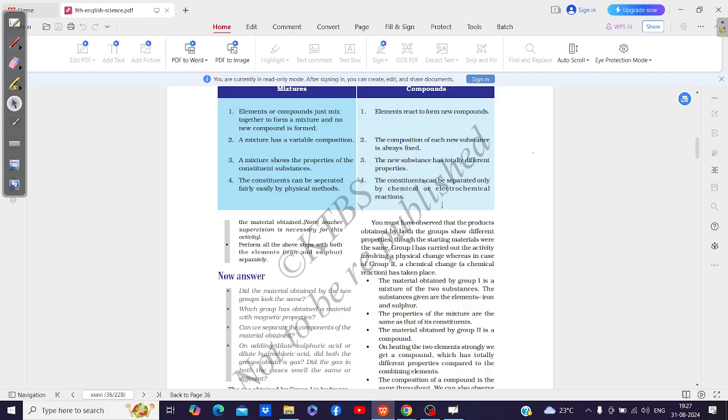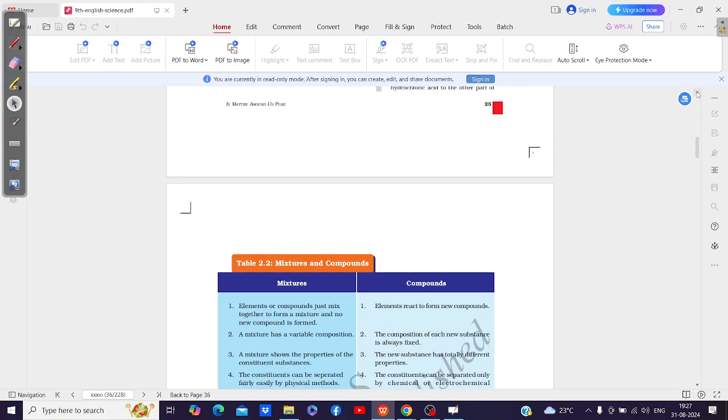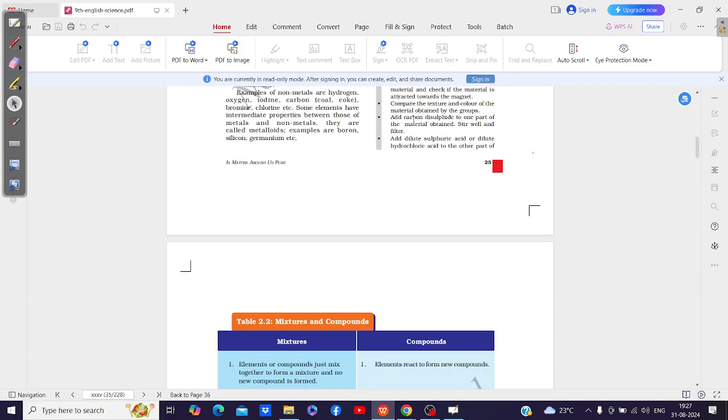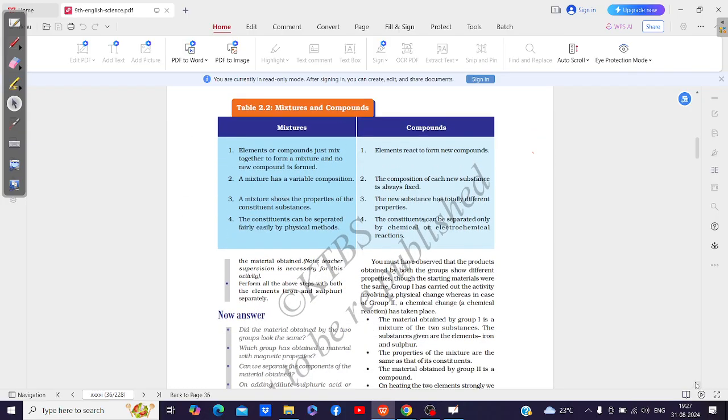So in group A, the iron filings and sulfur are mixed with which acid? Which did we mix? Carbon disulfide. Yes, sir. When we mix it with carbon disulfide, we will not get any new substance of different properties. For the compound, we provided a heating effect, so that's why the new substance has totally different properties. Okay, so that is the compound.